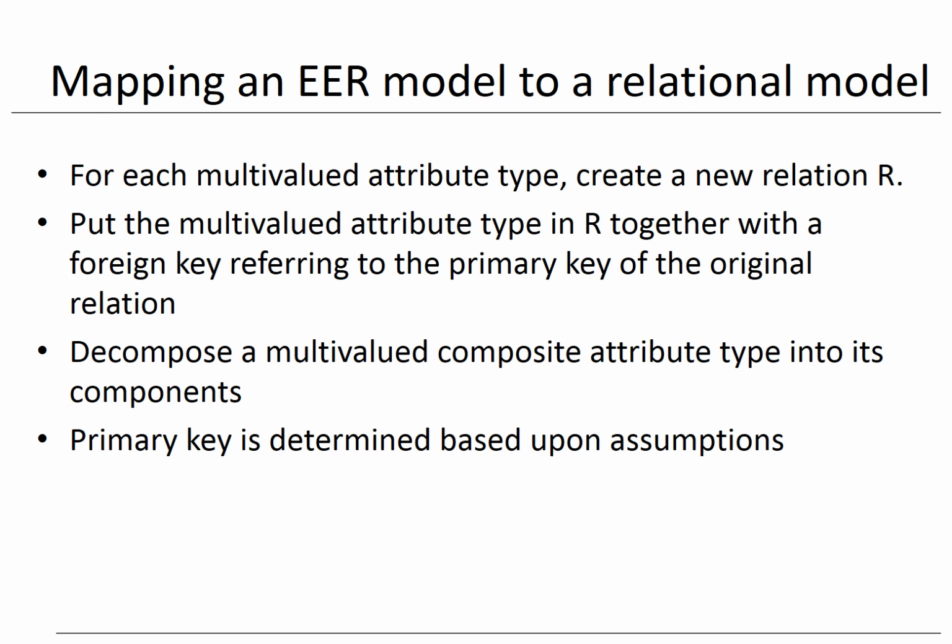For each multivalued attribute type, we create a new relation R. We put the multivalued attribute type in R together with a foreign key referring to the primary key of the original relation. Multivalued composite attribute types are again decomposed into their components. The primary key can then be set based upon the assumptions.